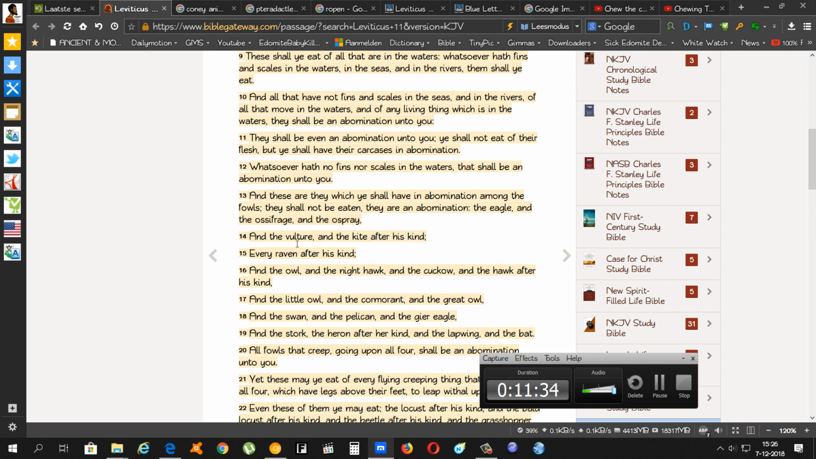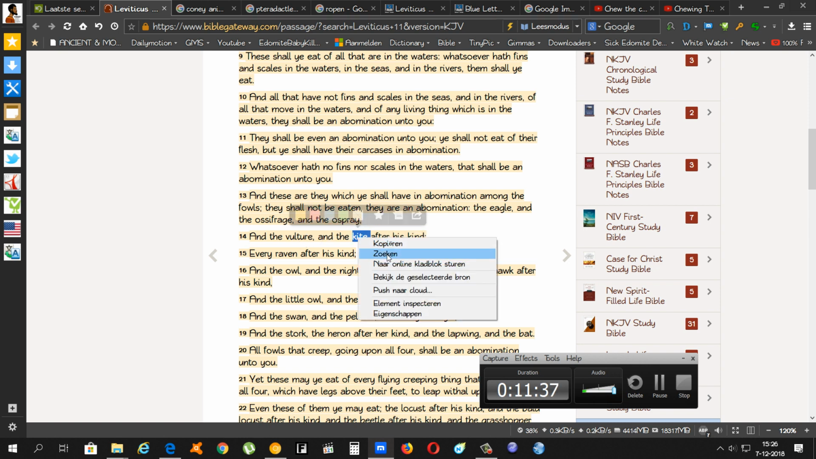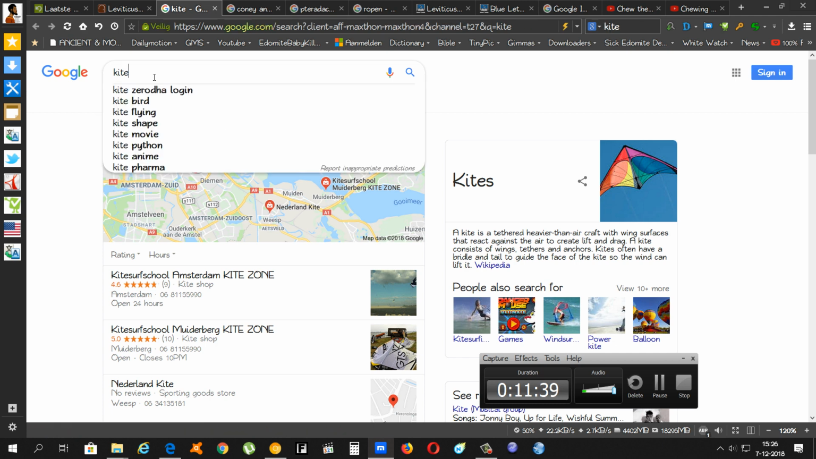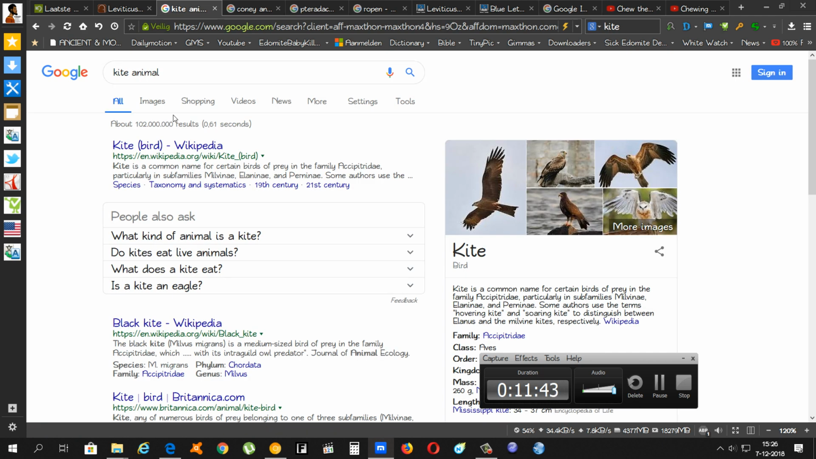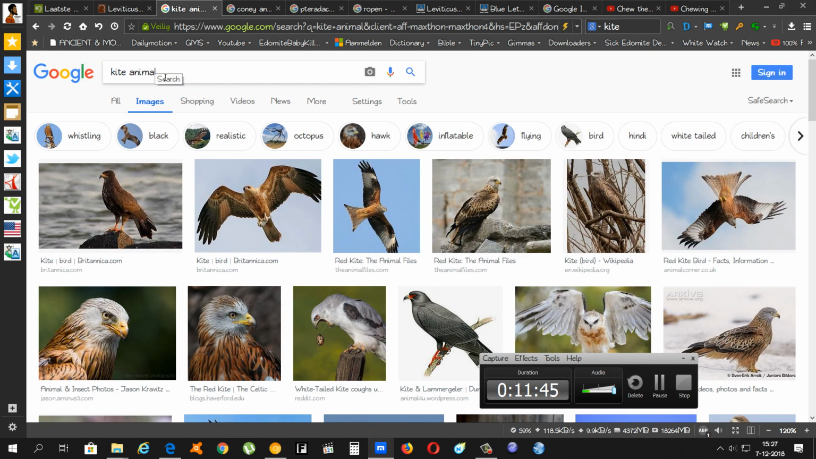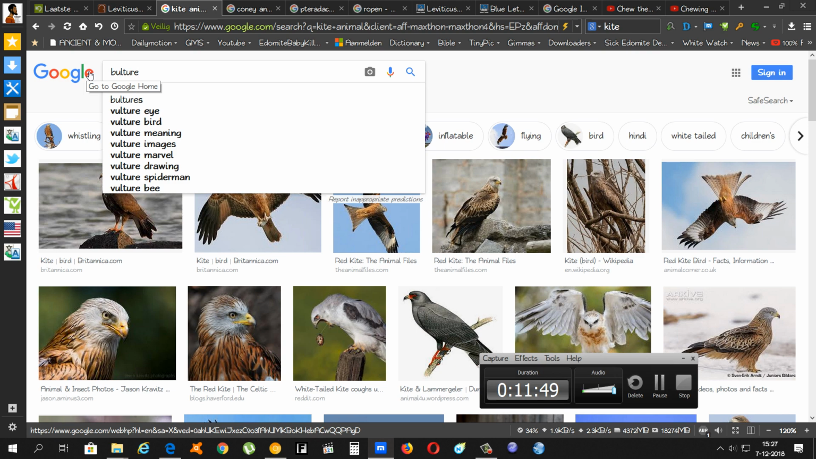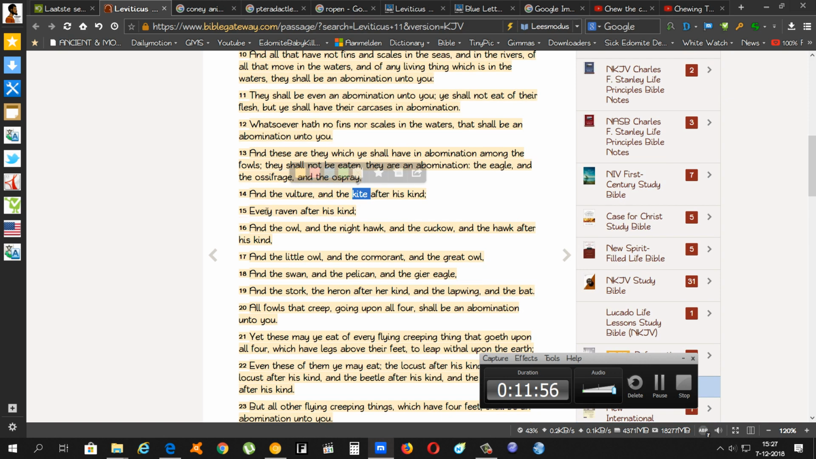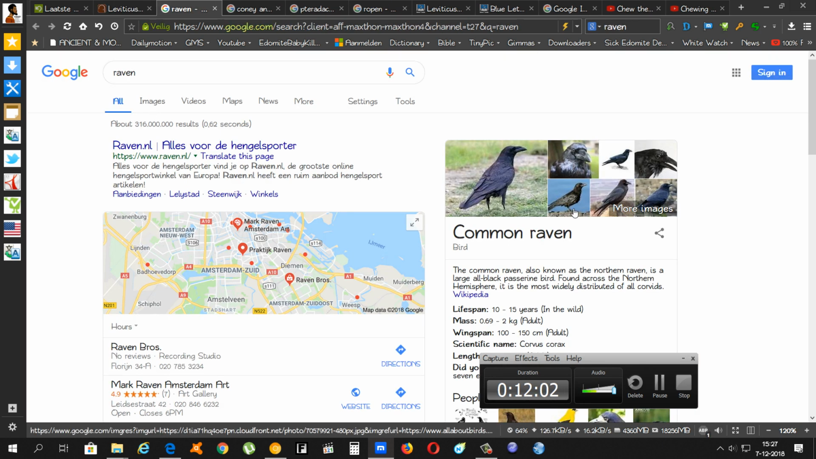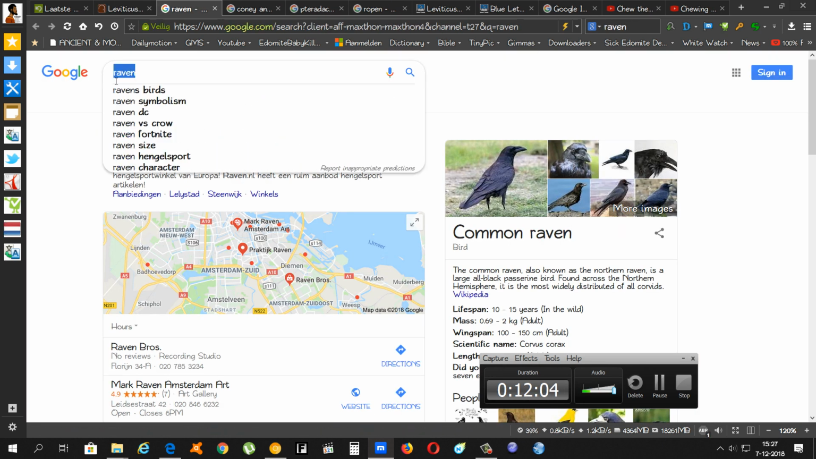Now you already know what the vulture is. It circles around and then when another animal is dead, which is another family of the eagle kind, hawk and stuff like that. Now you have the vulture. You already know what that one is. He always eats dead bodies. He can't eat that. Every raven after his kind. Now the raven you already know. The crow is after his kind. And then you have the cow.